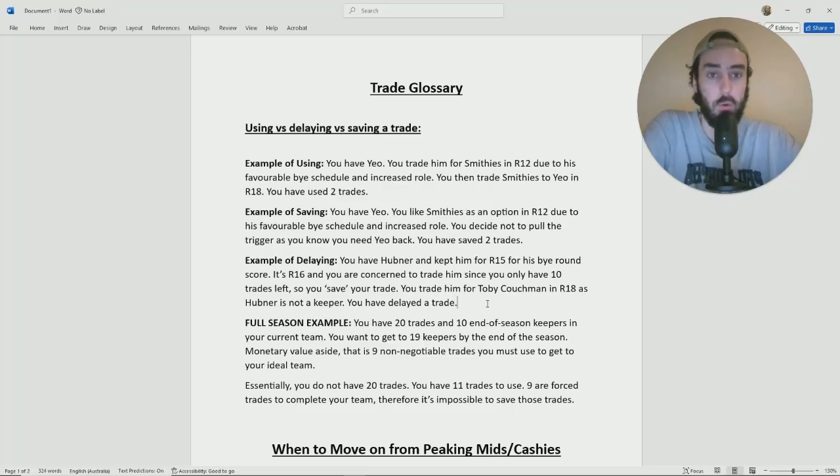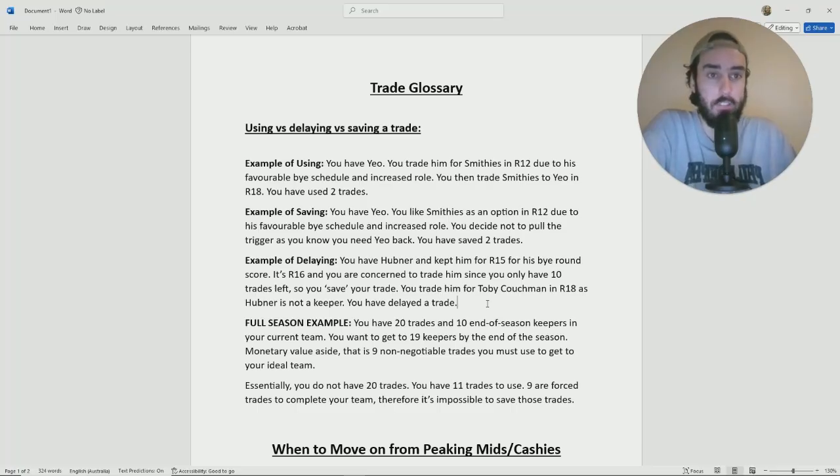But yeah, a lot of people are low on trades. So I got a lot of comments yesterday saying, oh, should I not trade out Tamale, for example, because I only have 13 trades now? Well, you're not saving a trade by not trading Tamale this week. You need to trade him out eventually because he's a mid-ranger. You don't want him in the end-of-season team.